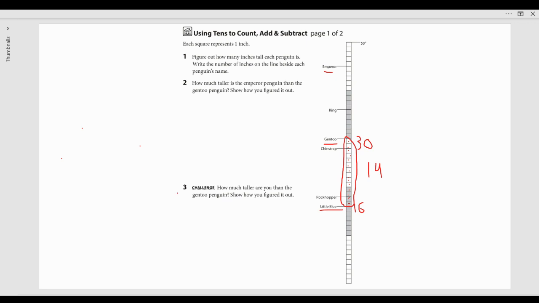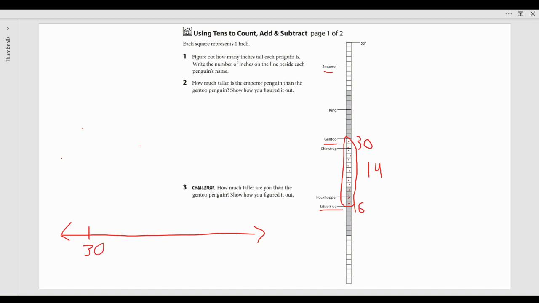For number 3, it says how much taller are you than the Gentoo penguin? Show how you figured it out. Once you have your height in inches, you can place it on the line with the penguins and use the same strategy that you used in number 2 to figure out how much taller you are. If you are taller than 50 inches, you can also use a number line to help you figure out how much taller you are. The Gentoo penguin is 30 inches tall.